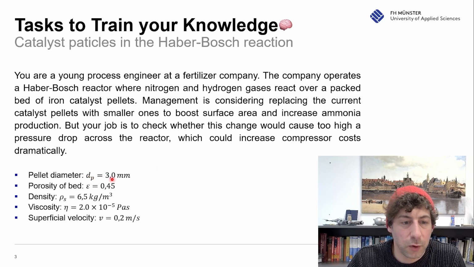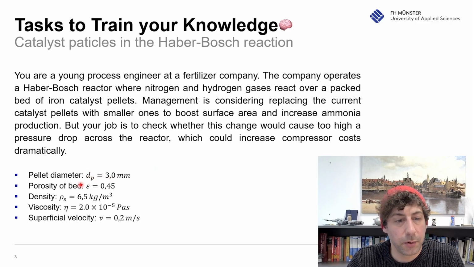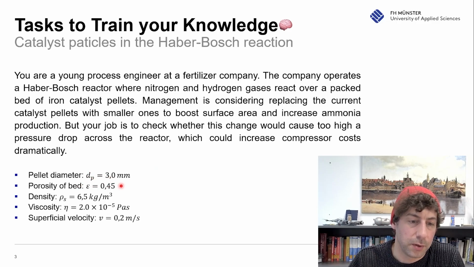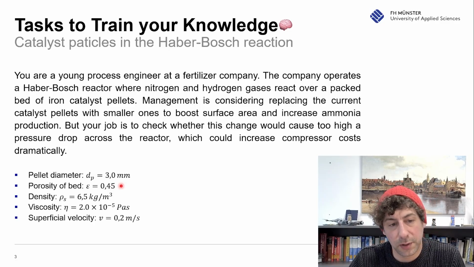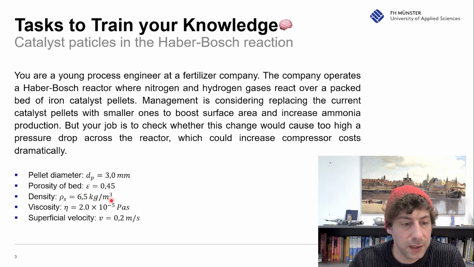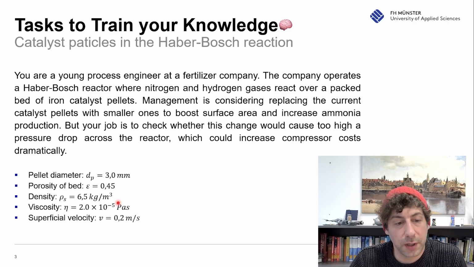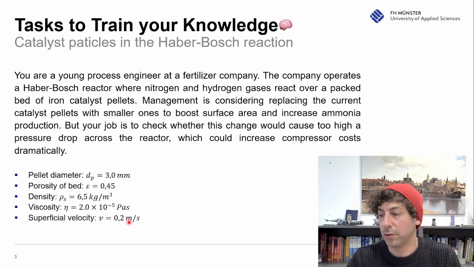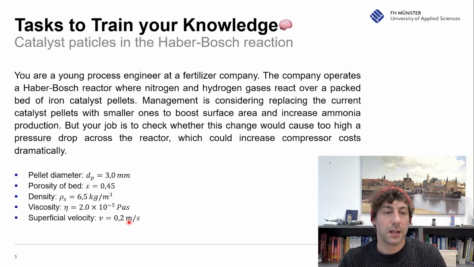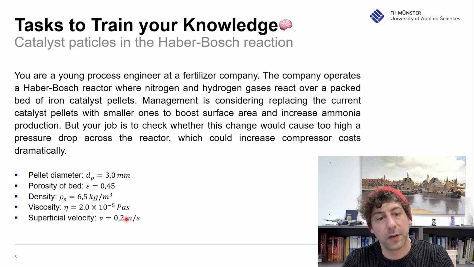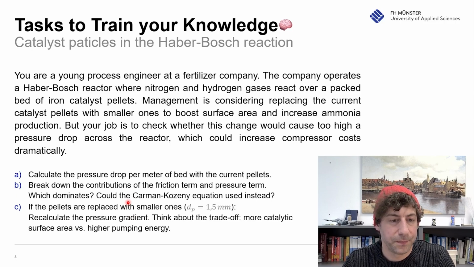So the pellets at the moment are 3 millimeters. The porosity of the bed is 0.45, so 45%. The density of the catalyst particles, the iron, is 6.5 kilogram per cubic meter. The viscosity of the gas stream is 2 times 10 to the power minus 5. And the superficial gas velocity is 0.2 meter per second. So it's a quite decent gas flow. So large particles and small gas flow.